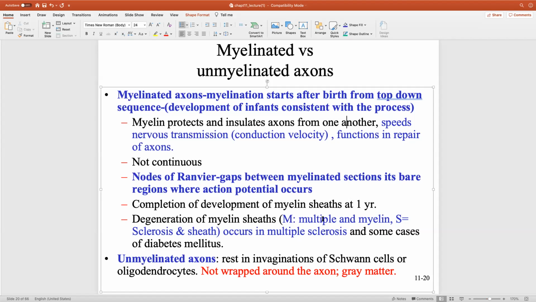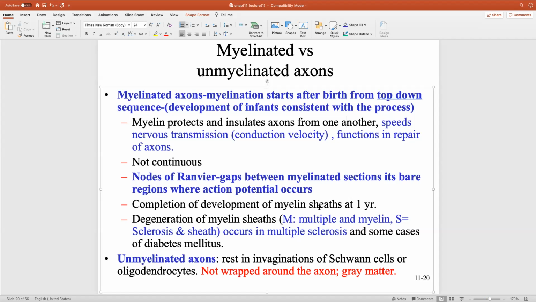Now, with myelination, we have this, right? In terms of myelinated axons, the myelin sheath is not one continuous sheath. It's made out of multiple Schwann cells that will have tiny breaks. Those breaks in the middle where there's no myelination are called the nodes of Ranvier. These are gaps between the myelinated sections. It's the bare regions where sodium and potassium can enter and exit. Sodium enters to depolarize, potassium exits to repolarize. These are the regions where the action potentials occur.